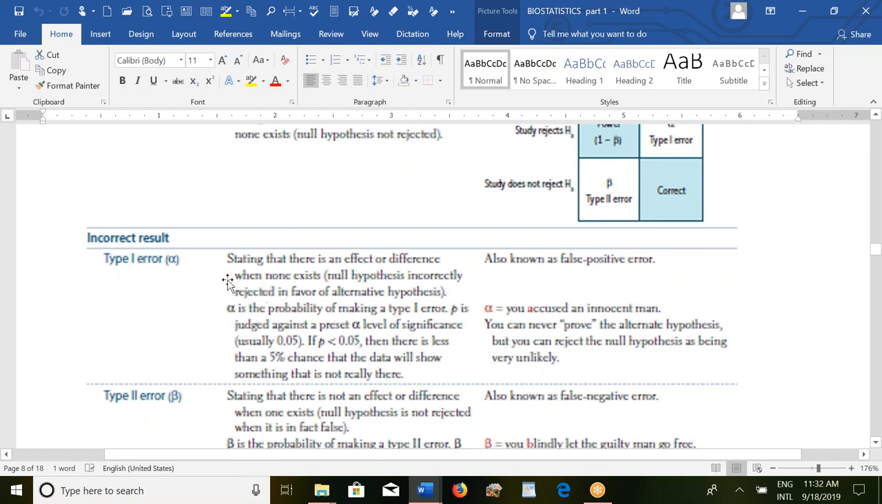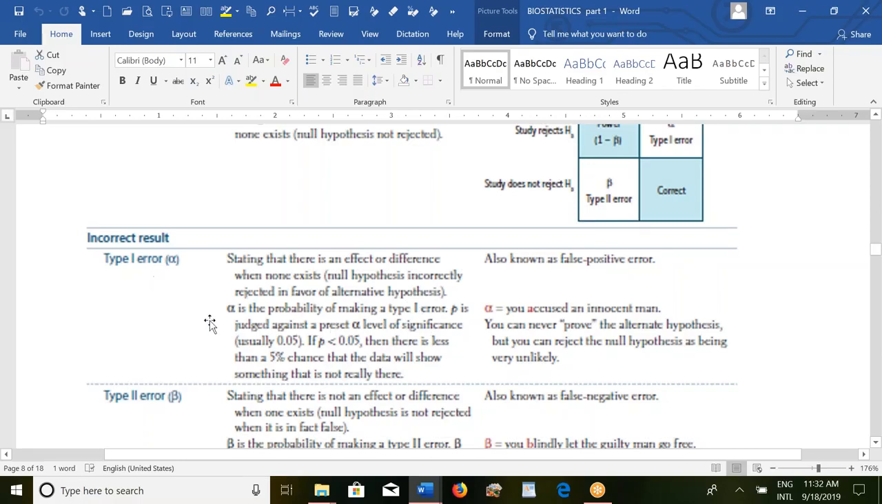So type 1 error means you are stating that there is an effect or difference when none exists. The groups were not different, so we should have accepted null hypothesis, but we made a mistake. We rejected null hypothesis incorrectly. And we said that there is an effect, and there is some difference, but in fact there was no difference, there was no effect. So by mistake we rejected null hypothesis, incorrectly rejected in favor of alternative hypothesis.